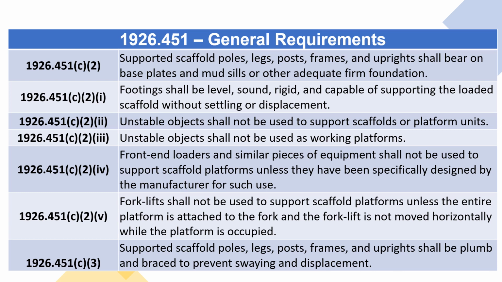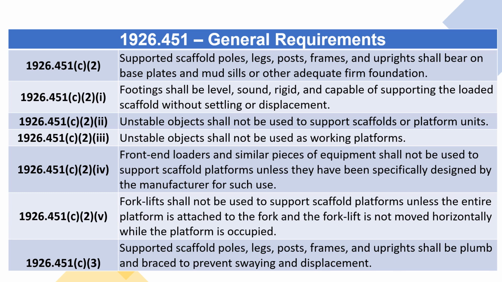1926.451(c)(2)(i): Footings shall be level, sound, rigid, and capable of supporting the loaded scaffold without settling or displacement. 1926.451(c)(2)(ii): Unstable objects shall not be used to support scaffolds or platform units. 1926.451(c)(2)(iii): Unstable objects shall not be used as working platforms.